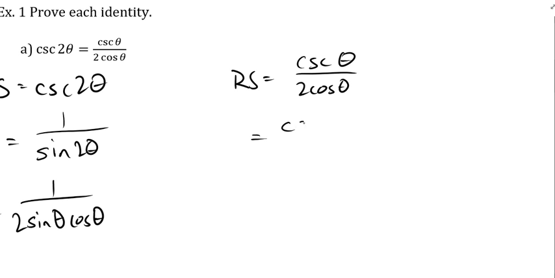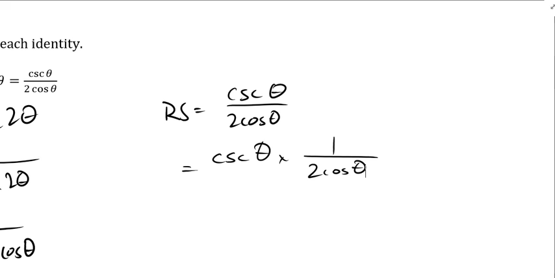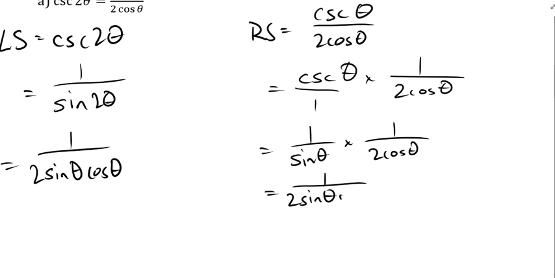this is the same as cosecant times 1 over 2 cos theta. That's something really obvious, but we kind of forget about rewriting it that way and the power that it has. So, for example, 8 divided by 4 is the same as 8 over 1, so that's like cosecant over 1 times 1 over 4, right? I can rewrite it that way, no problem. So this is 1 over sine theta times 1 over 2 cos theta, which is 1 over 2 sine theta cos theta, which equals the left side.